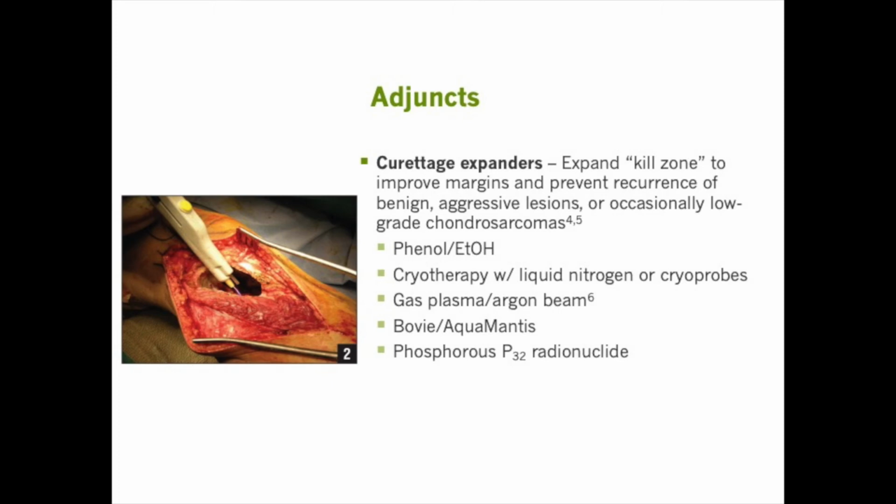Bovie and Aquamantys can be used, although they tend not to be strong and powerful enough or complete enough to really use that, but they can be used in limited environments. And then finally, phosphorus P32 radionuclide, which you can place into the area itself, or some people have even done injections into the knee for PVNS or tenosynovial giant cell tumor, that sort of thing. So these are just adjuncts that help kill more cells than your surgery otherwise would in an effort to avoid a massive mutilating surgery that may be worse than the disease itself.